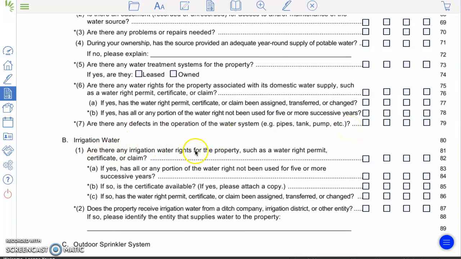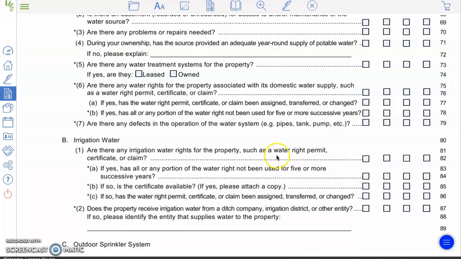Are there any irrigation water rights for the property, such as a water right permit, certificate, or claim? Kind of as I mentioned, this is going to be something more for rural type properties. If you had a piece of vacant property and you are able to build, you would have what's called a water right permit.